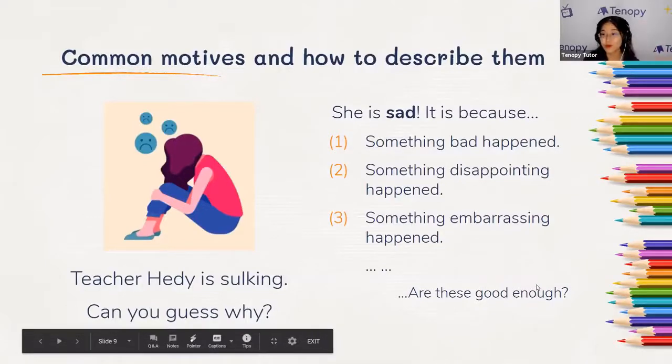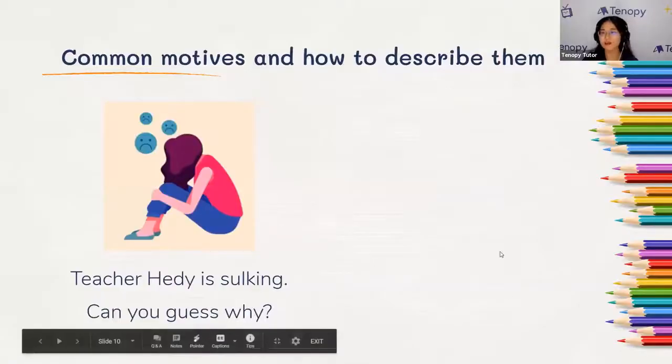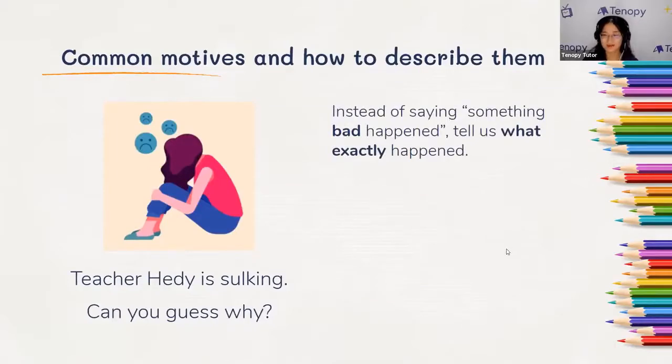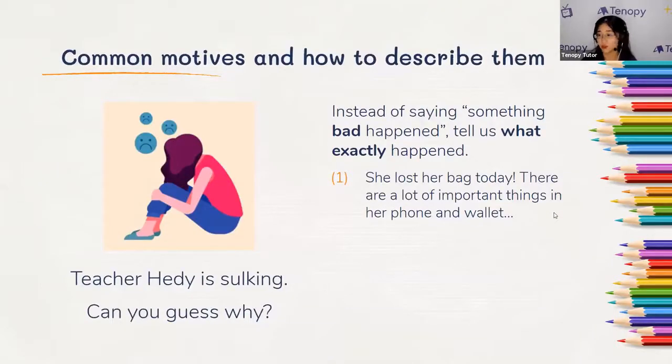You don't want your readers to ask you these questions when they're reading your stories. So make sure we give them a little more details. Instead of saying something bad happened, tell your readers, or better, show them what exactly happened. What exactly is the bad thing? For example, Teacher Eddie lost her bag today. There are a lot of important things in her phone and wallet which were all gone with the bag. By the way, this really happened to me before. That's a bad thing, right? And it's very specific. Yes, oh dear. Not today, before.